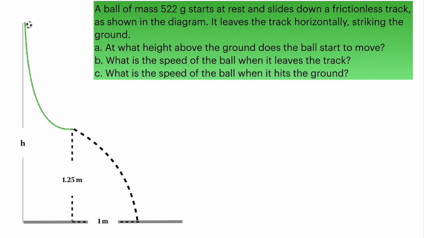Here we have a ball of mass 522 grams, starts at rest and slides down a frictionless track. Frictionless track means mechanical energy is conserved. As shown in the diagram, it leaves the track horizontally. So here it leaves the track horizontally, as you saw. But because of gravity it starts falling and takes a parabolic path.